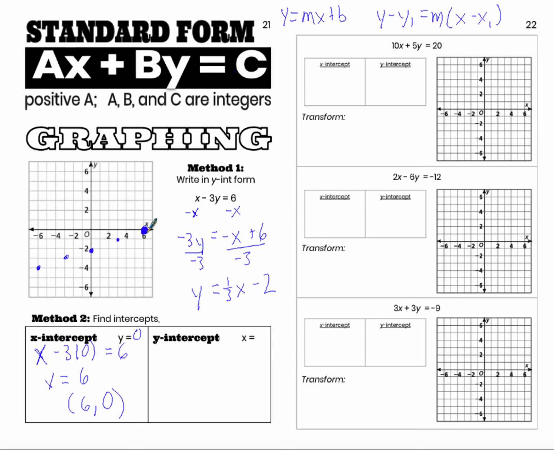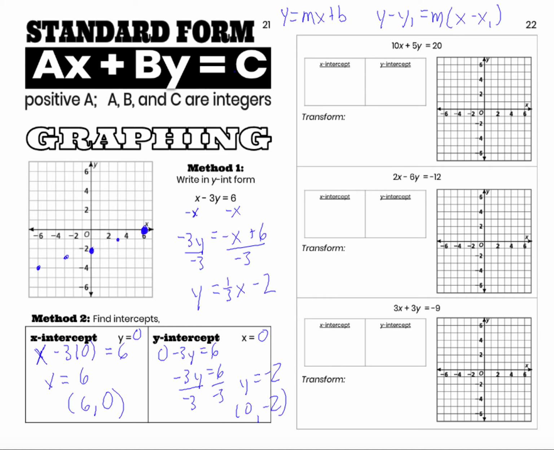My x-intercept is 6. My y-intercept, I set x equal to 0. So I have 0 minus 3y equals 6. You're allowed to just skip to this step, kind of deleting the x term. Negative 3y equals 6. Dividing both sides by negative 3, I have y equals negative 2. That tells me my y-intercept is x equal to 0, y equals negative 2, and that is exactly what I got before.